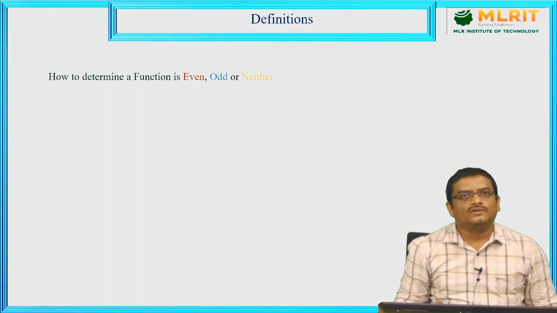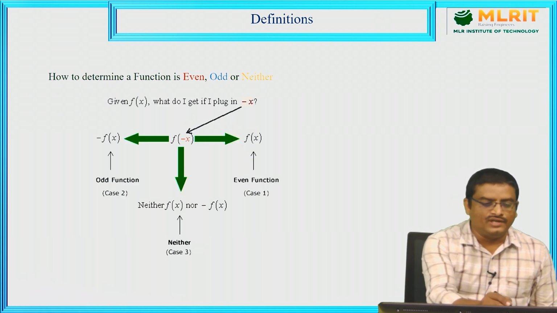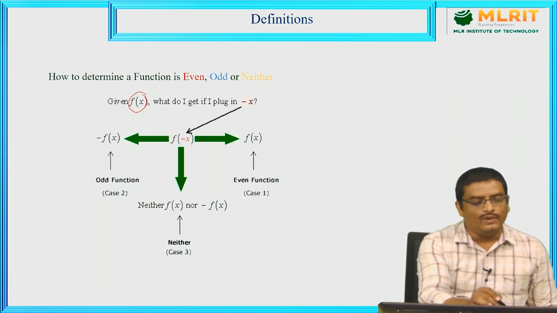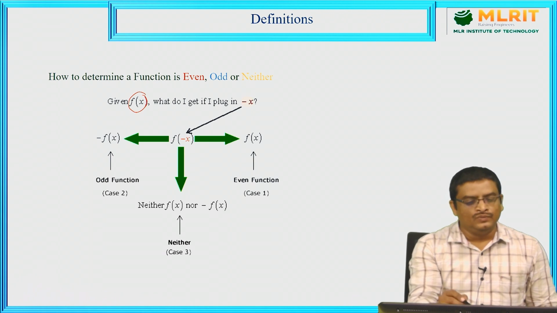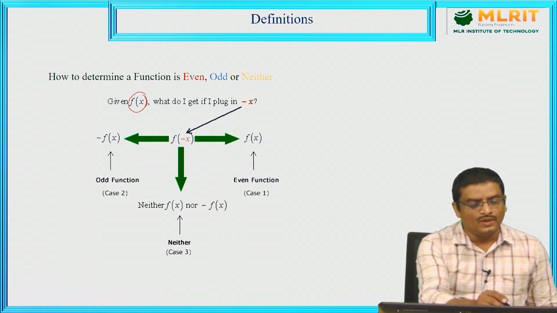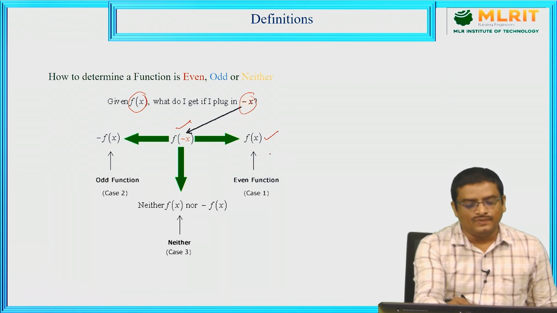So let us take the definition of even and odd function here. I have taken a function f of x. Now I want to decide whether that function is an even function, an odd function, or neither even nor odd. For this purpose, I replace x with minus x in the function, so you will get f of minus x. If you simplify f of minus x and get the same function f of x, then we can say that the function is an even function.